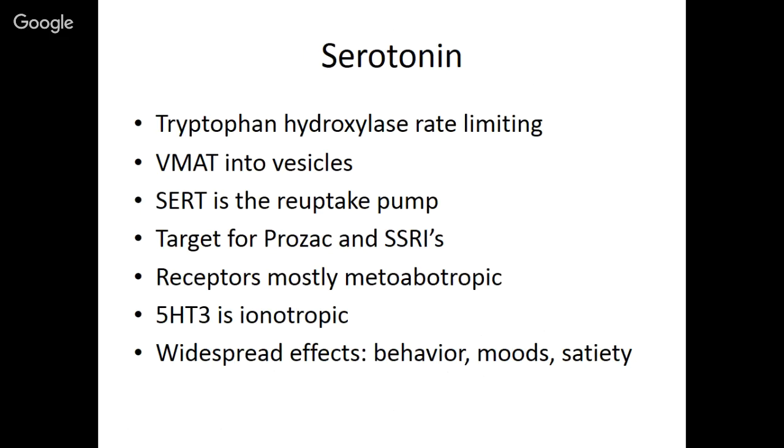Receptors are mostly metabotropic, and there is one ionotropic, which is 5-HT3. There are lots and lots of receptors for most of these. Widespread effects include behavior control, moods, and satiety, so getting satisfaction complete. That's kind of similar to the dopamine pleasure type response, but it's a different transmitter.